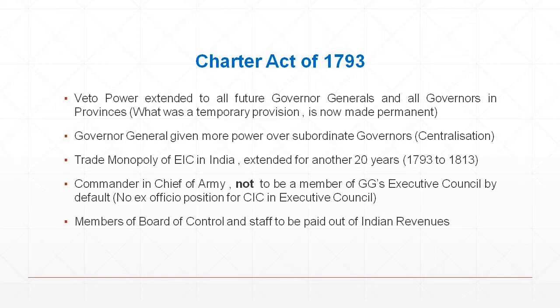It extended the trade monopoly of the company in India for another period of 20 years. So basically, the East India Company had the monopoly over trade in India. That is, no other company could trade. It's like if you give the charter to Jio, then Airtel cannot trade. Something like that. So this trade monopoly was extended by a period of 20 years. From 1793 to 1813, only the East India Company could trade in India.